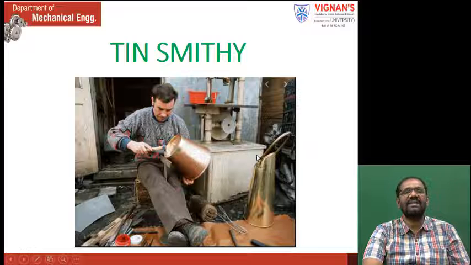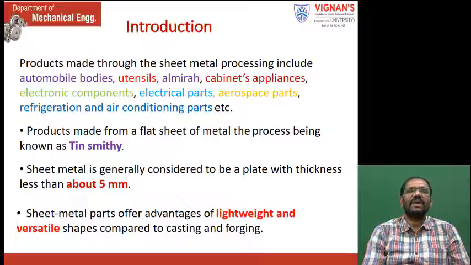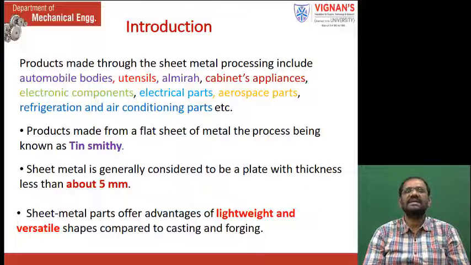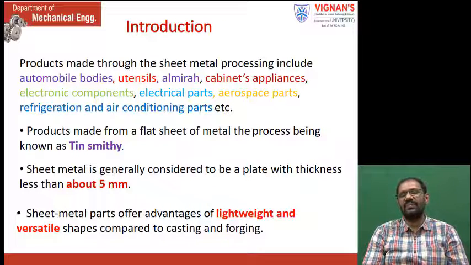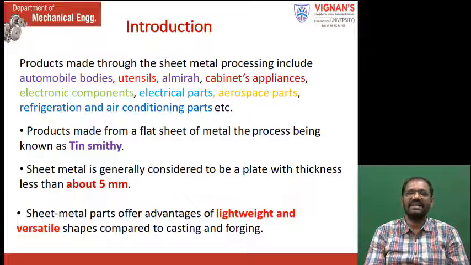Okay, now let us see inside. We go to this chapter. The products made through sheet metal processing include automobile bodies, almirahs, cabinets, appliances, electronic components, electrical parts, aerospace parts, and refrigeration and air conditioning parts. These are made with tin smithy. Based on thickness, sheets with less than 3 mm are called sheet metal. In our regular life, in many applications, we come across these sheet metals.